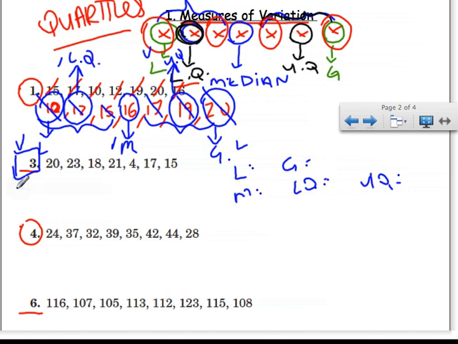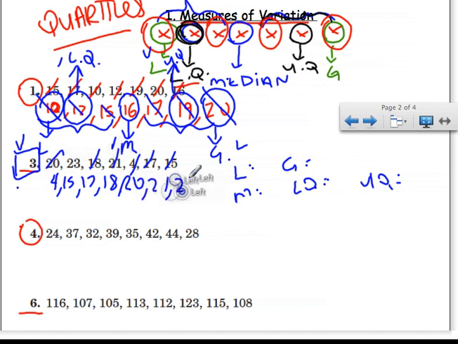Okay, you've tried this, now it's time to check. First step, again, is to order them from least to greatest. 4, 15, 17, 18, 20, 21, and 23. Next is to find these values. You can see the least and the greatest are 4 and 23.